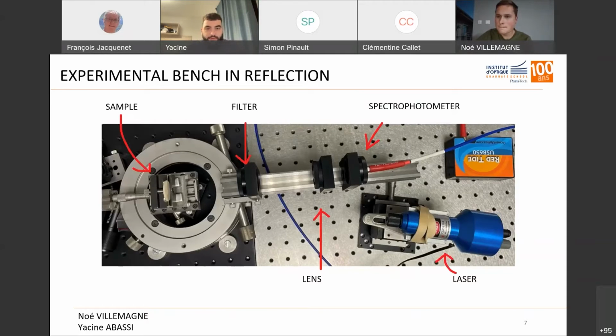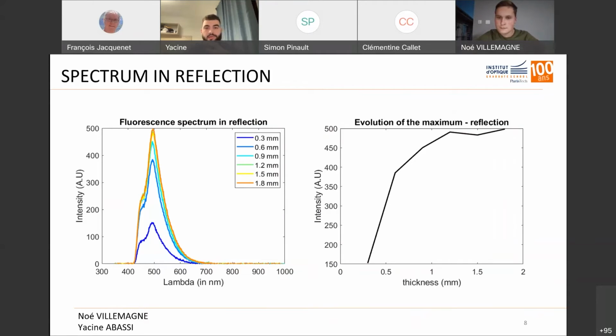Yes. So for the reflection, we put the laser in an almost normal configuration. We have approximately 10 degrees between the optical axis and the laser. Next slide, please. We measure the spectrum in reflection. As for the transmission, we have the same shape for all thicknesses. For the 0.3 millimeter, we have a low level because the sample is translucent. Next slide, please.